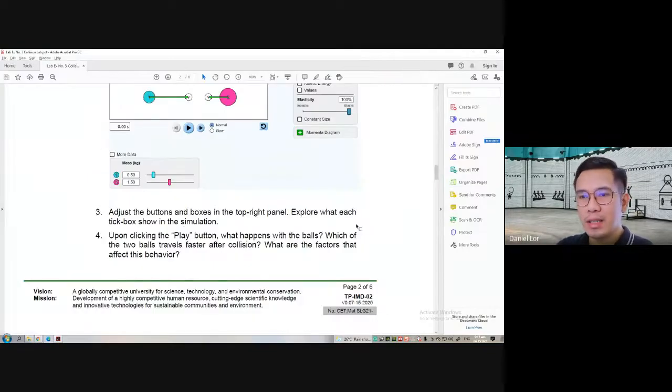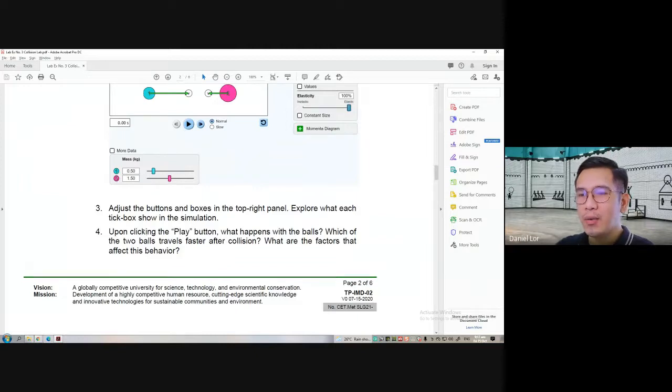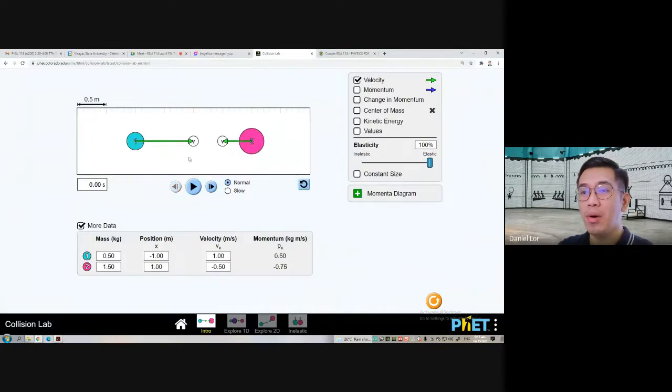So that is okay. In your lab report, you have to answer this one. Upon clicking the play button, what happens with the ball? Initially, the ball will collide, and after collision, they will change their velocity and direction.